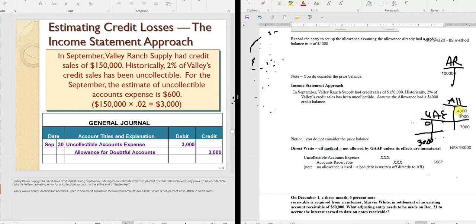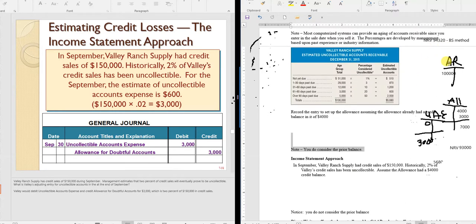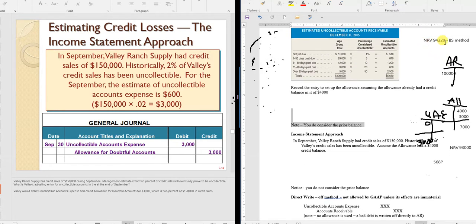So while you ignore the $4,000 for your entry, you don't ignore it for the balance. It still has it in there. My allowance had $4,000 in there. I just added another $3,000 here, so now it has $7,000. So under the income statement approach, my net realizable value is $93,000. Under the balance sheet approach, notice it was $94,320.